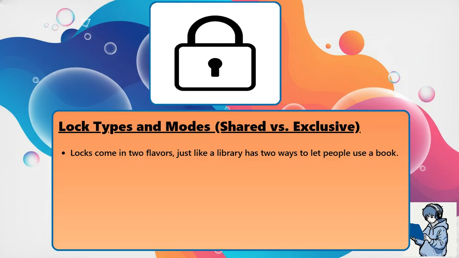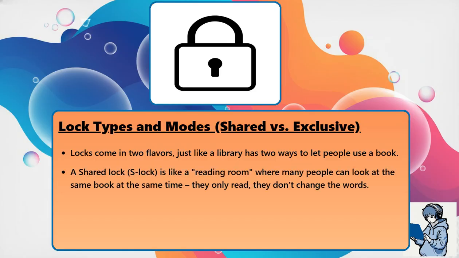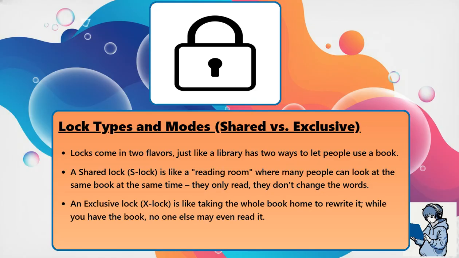Locks come in two flavors, just like a library has two ways to let people use a book. A shared lock, also called S-lock, is like a reading room where many people can look at the same book at the same time. They only read, they do not change the words. An exclusive lock, also called X-lock, is like taking the whole book home to rewrite it. While you have the book, no one else may even read it.